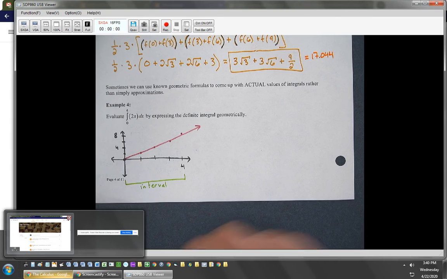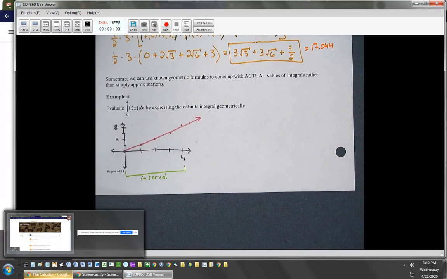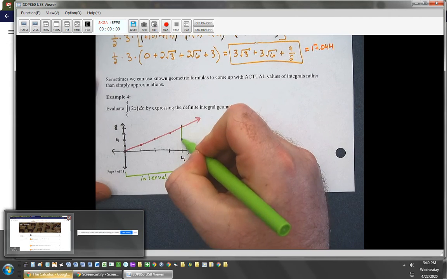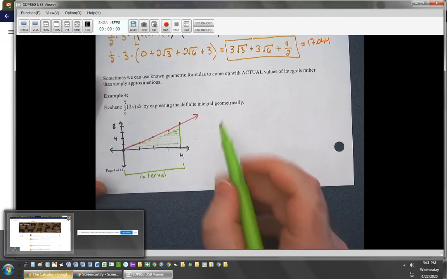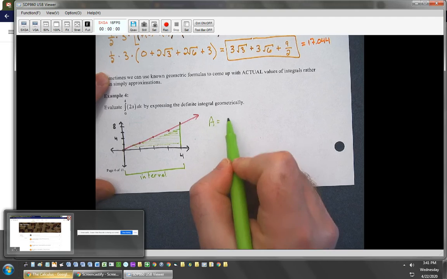Now, what's nice about this, you can cut it into as many subintervals as you want, but this is a shape that you can just calculate the area of. If I look at this shaded region in here, that's a what? What shape is that? Yeah, it's a triangle. So we can just go ahead and do the area formula for a triangle.